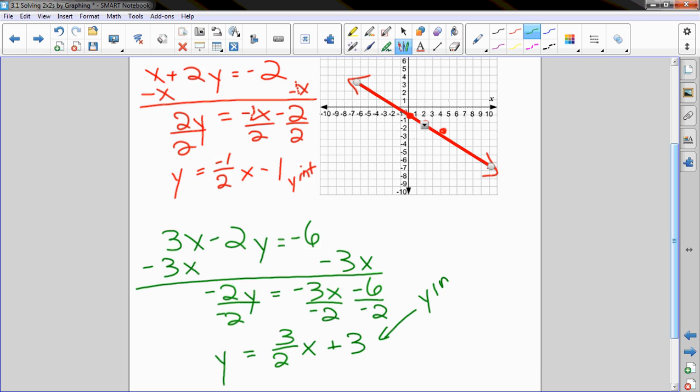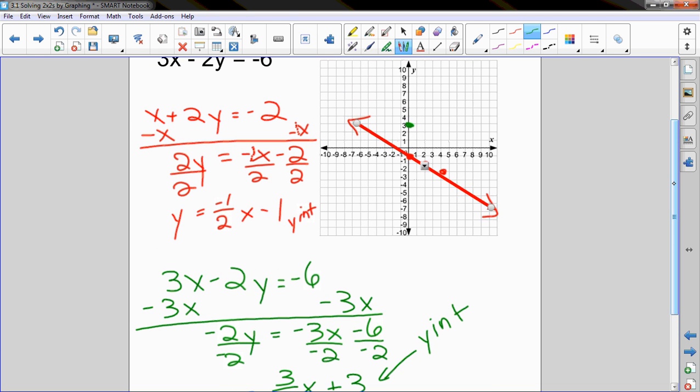Y, good job. He's my y-intercept. So I'm going to go to the y-axis, to positive 3. Up, down, left, right, and how many for my next point? Which direction? Up 3 and right 2. Good job. So I'm going to go up 3 and right 2.